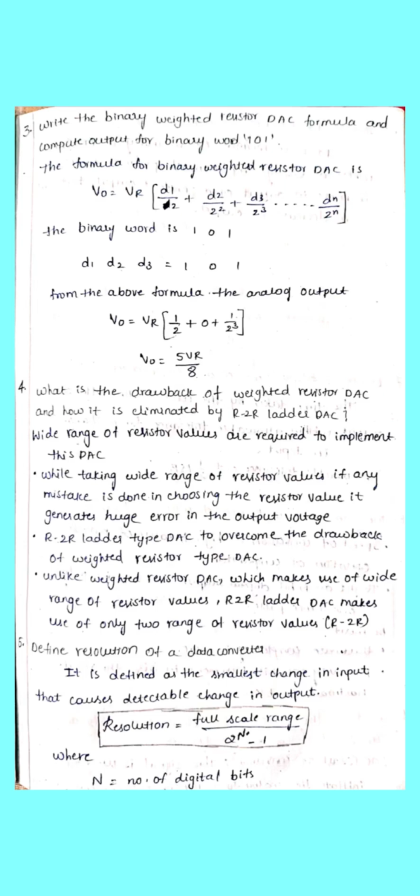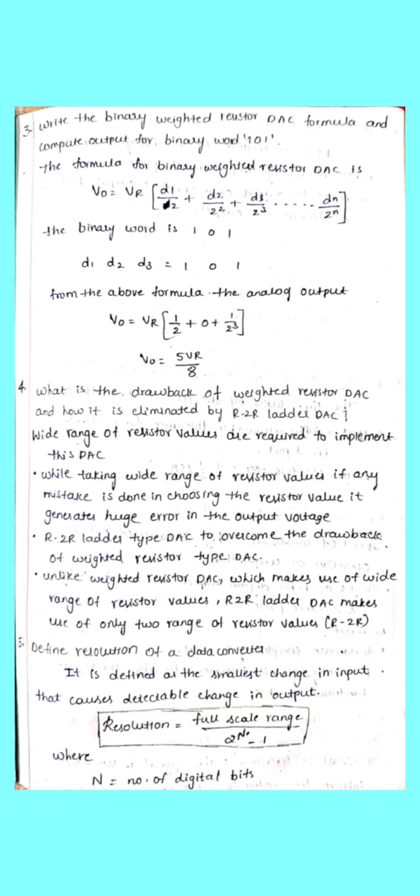Then R2R ladder type DAC is there to overcome the drawbacks of this weighted resistor type DAC. Unlike a weighted resistor DAC, which makes use of a wide range of resistor values, R2R ladder DAC makes use of only two values of resistors. They are either R or 2R. R and 2R, only two values.